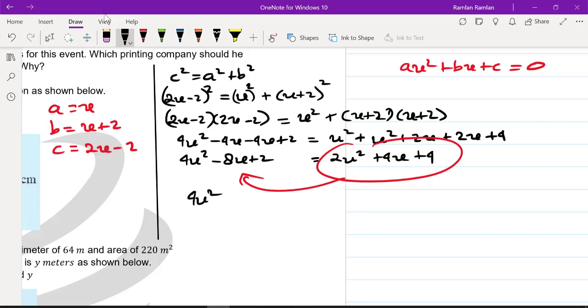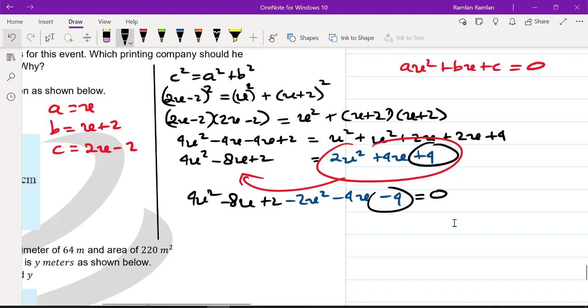4x squared. Maybe I'm going to change the color so that you can see what happened here. Okay, here we go, I'm going to change it to blue. So 4x squared minus 8x plus 2 doesn't change, so I'm going to move every single thing on the right side. There'll be minus 2x squared, and then minus 4x, and then minus 4, and everything goes to the left side, meaning that on the right side we have nothing, which is 0, right? So what happened here? 2x squared becomes minus 2x squared, and 4x becomes minus 4x, and then plus 4 becomes minus 4, right?